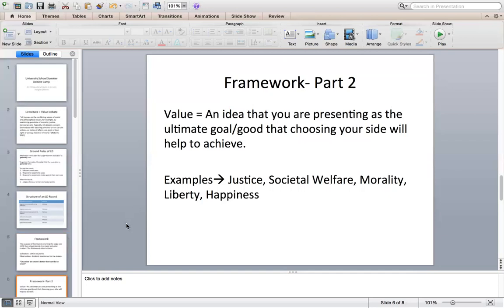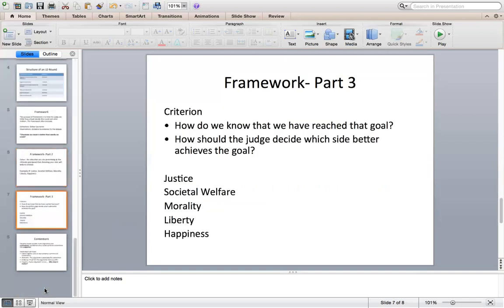Now that they've posed these big ideas, the question is, well, how do I know whether justice has been accomplished? How do I know what morality looks like? And that's where the criterion comes in. The criterion is designed to help you as a judge determine whether we have reached the goal of the value and help you to decide which side better achieves that goal.